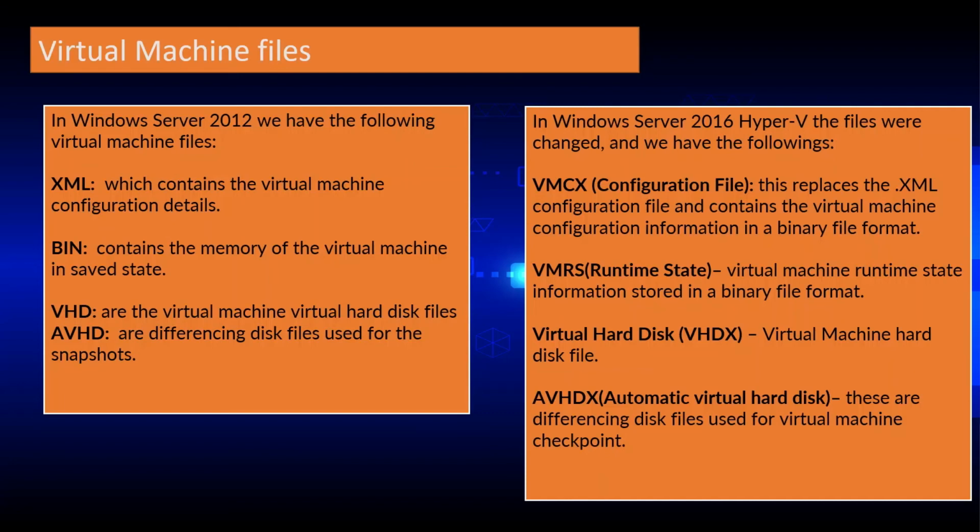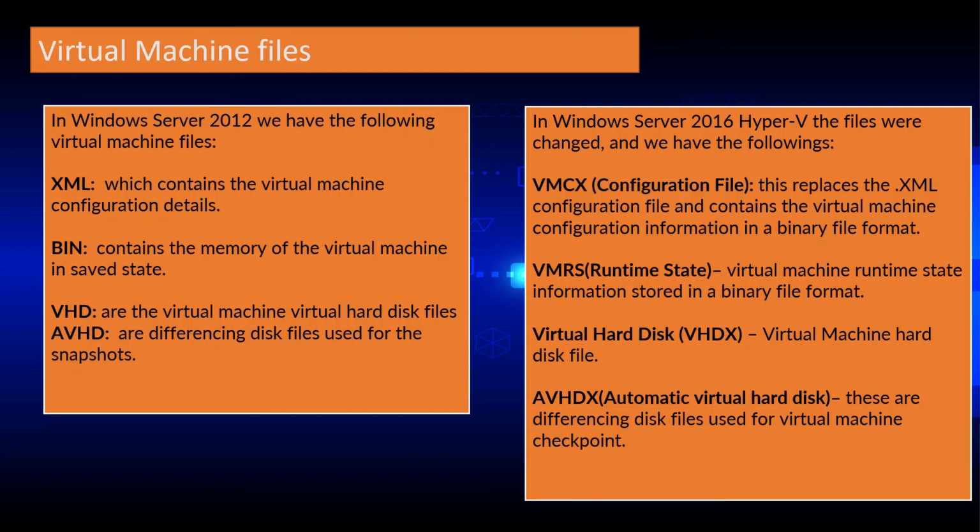Next is VHD. VHD is the storage file for any virtual machine till Windows Server 2012. And then we have AVHD. AVHD is the snapshot file for any virtual machine. Whenever we create a snapshot of a virtual machine, an AVHD file will be created. Now let's talk about the new file types. Microsoft has introduced new file types since Windows Server 2016 and to the later versions. These new file types are VMCX, VMRS, VHDX, and AVHDX.